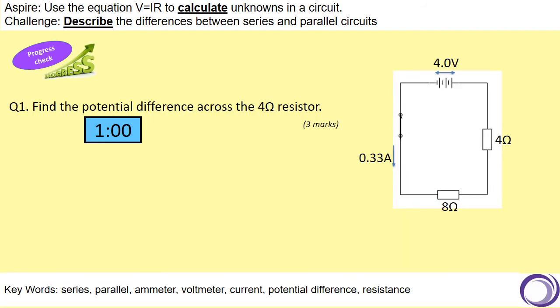Another progress check then. 3 marks for this one. I want you to find the potential difference across the 4 ohm resistor. Just a reminder, think about what the current is in that circuit. You know the equation still at the top of the screen there. I'll give you 1 minute. So it's V, potential difference we're finding.